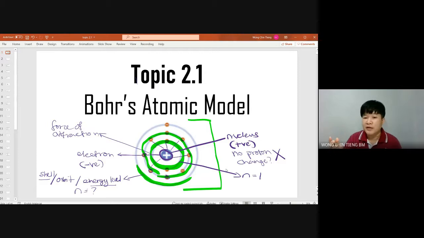Okay? Selalu budak bila kira tu dia lupa dunia. Jangan lupa dunia. Ingat kita sentiasa kira daripada nucleus. Nucleus adalah center point, bermakna kita akan kira dari dalam ke luar. So N equals to 1 mesti adalah dari nucleus. Okay, so that is the basic term that you will come across.